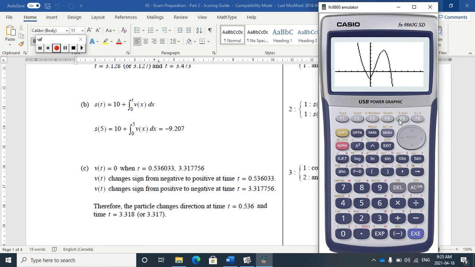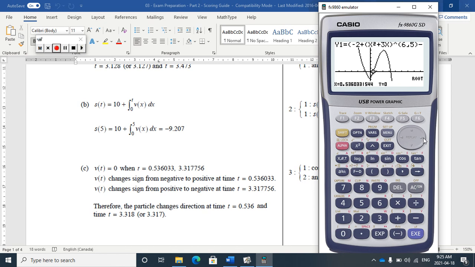What I want in my GSolve this time is the roots. And it found this root at negative 0.66, which I don't care about because I only want ones that are positive. So I'm just going to arrow over to the next root. And the next root is 0.536033. And that's when it changes from negative velocity to positive velocity.